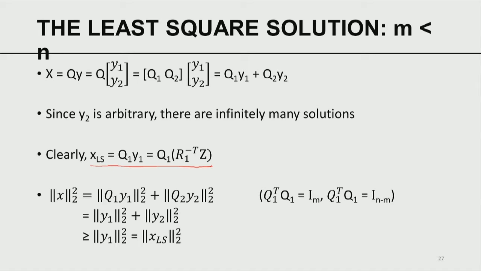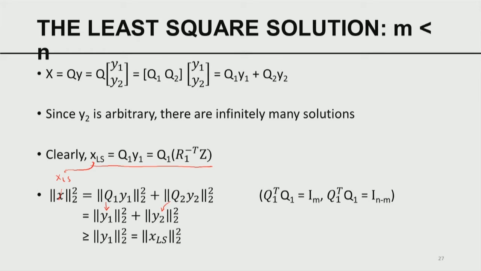Therefore, the norm of x_LS, the same x_LS in here, is equal to the norm of Q1 y1 square plus Q2 y2. Q1 transpose Q1 is I_M, Q2 transpose Q2 is I_(N minus M), I_M is the Mth order unit matrix, I_(N minus M) is the (N minus M)th order unit matrix. Q is an orthogonal transformation. The length is invariant in the orthogonal transformation. Therefore, this term reduces to this term because of orthogonality. Again, this term reduces to this by orthogonality.